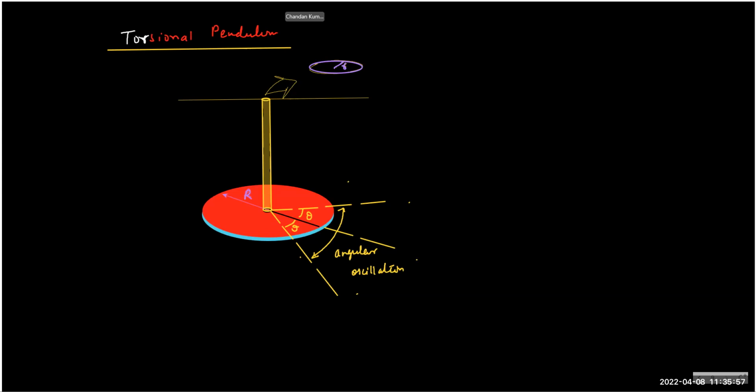So the torque due to the torsional constant is proportional to the angle of twist. The restoring torque will be proportional to the angle theta, and if you equate with equality, it is c theta, where c is called the torsional constant.